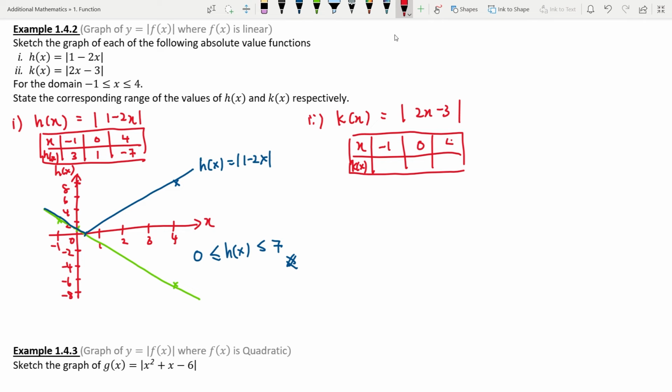-1, 0, and 4. When x is -1, k(x) will be -2 minus 3, which is -5. When x is 0, we have k(x) equal to -3. When x is 4, we have 8 minus 3, which is 5. Let's sketch the graph. We need to have 5 and -5.